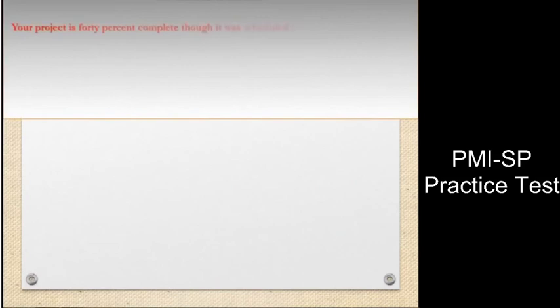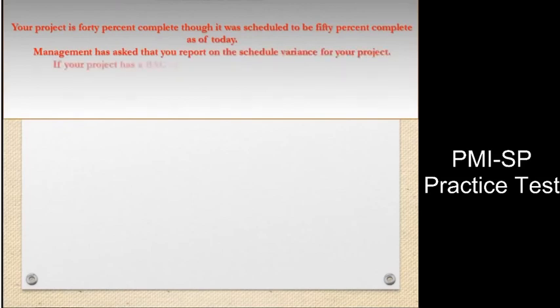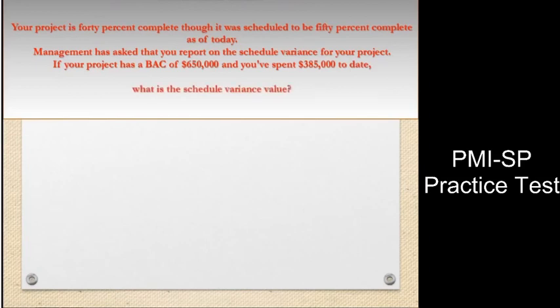Question. Your project is 40% complete, though it was scheduled to be 50% complete as of today. Management has asked that you report on the schedule variance for your project. If your project has a BAC of $650,000 and you've spent $385,000 to date, what is the schedule variance value?